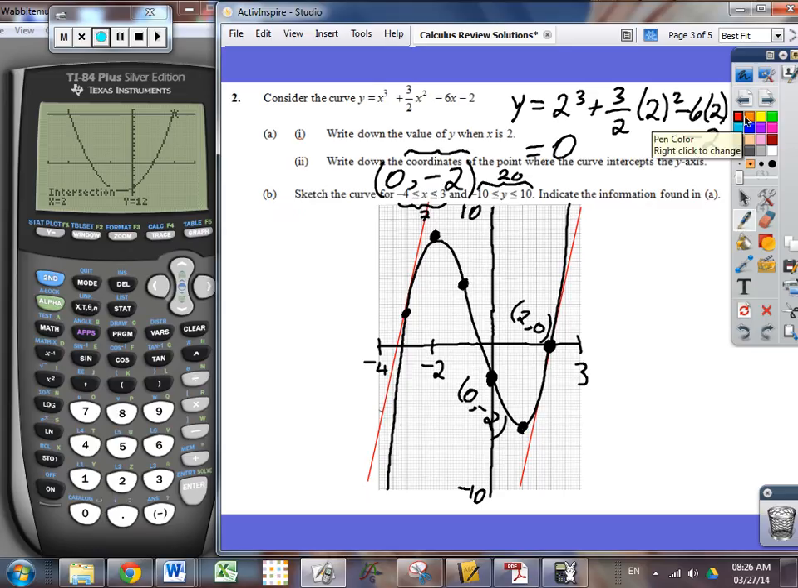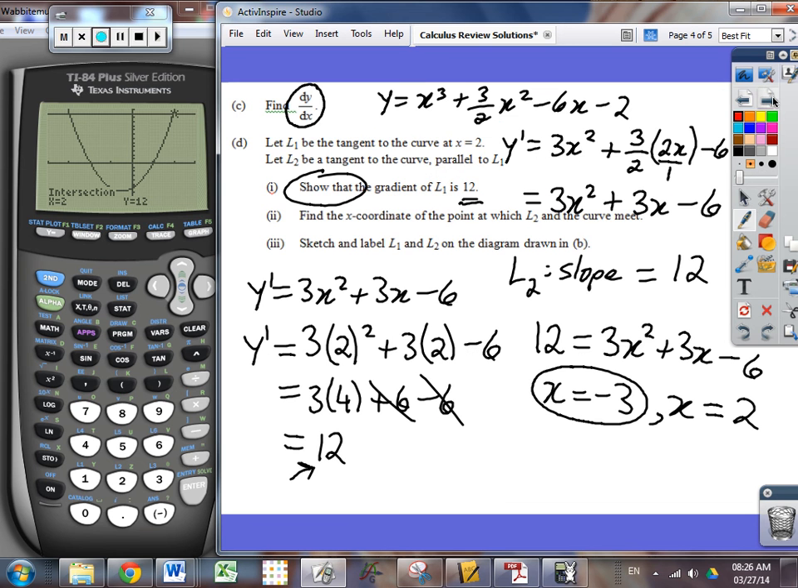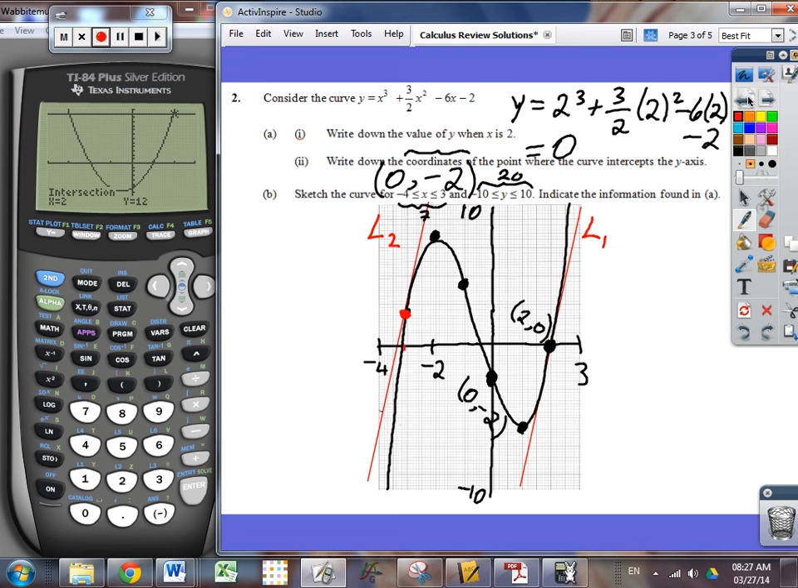We've got then, this was line 1, and this over here, the parallel one, is line 2, and the x-coordinate at which they touch is -3. And part III, sketch and label L1 and L2. Well, there you go, I just did it. So they've been labeled. Just another quick look at that.